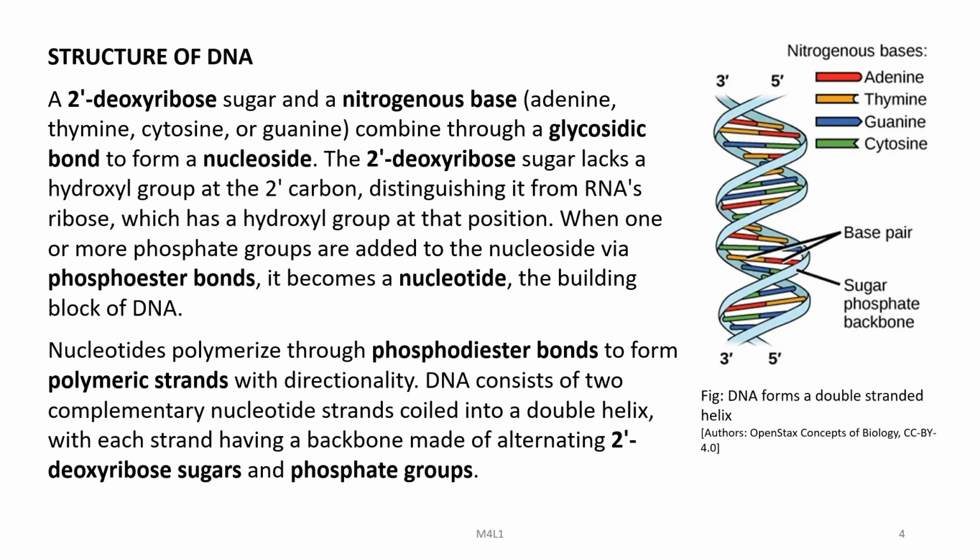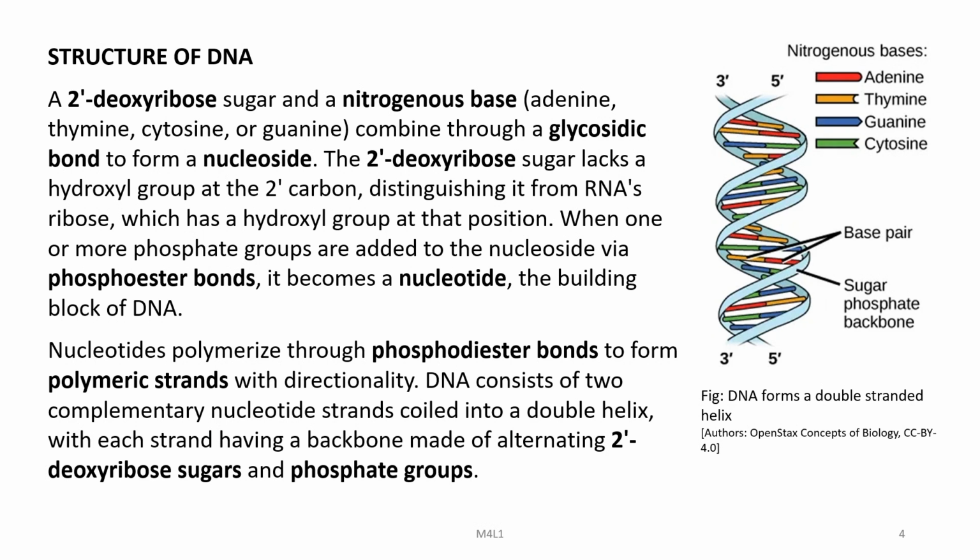When one or more phosphate groups are added to these nucleosides via phosphoester bonds, it becomes what we call a nucleotide. These nucleotides are the building blocks of DNA. So, if we want to know the structure of DNA, it is very essential to understand what a nucleoside is and what a nucleotide is. These nucleotides will further polymerize through phosphodiester bonds to form polymeric strands which have directionality, for example, 3' to 5' or 5' to 3'.